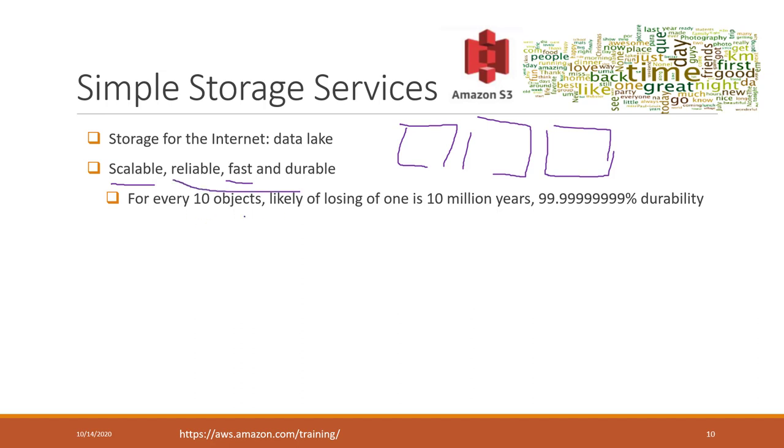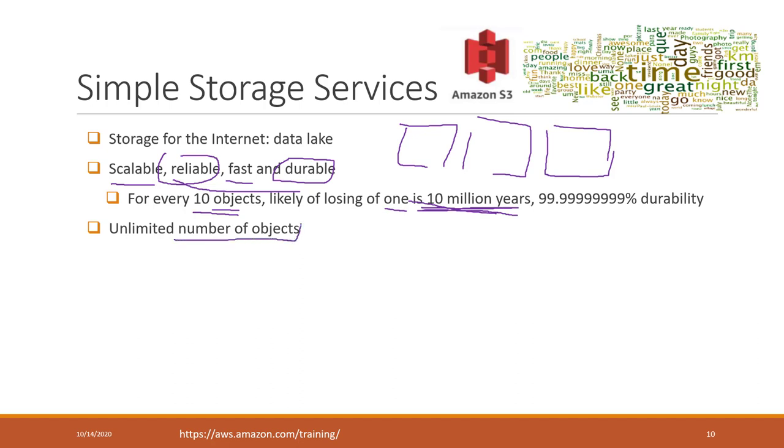So that means that for every 10 objects, and those objects can be images, HTML code, CSV files, etc., the likelihood of losing one is 10 million years. So over 10 million years, you will lose one object from the 10 objects. So it is highly reliable. And also you can store your data, it's very durable, so you don't need to worry about losing your data.